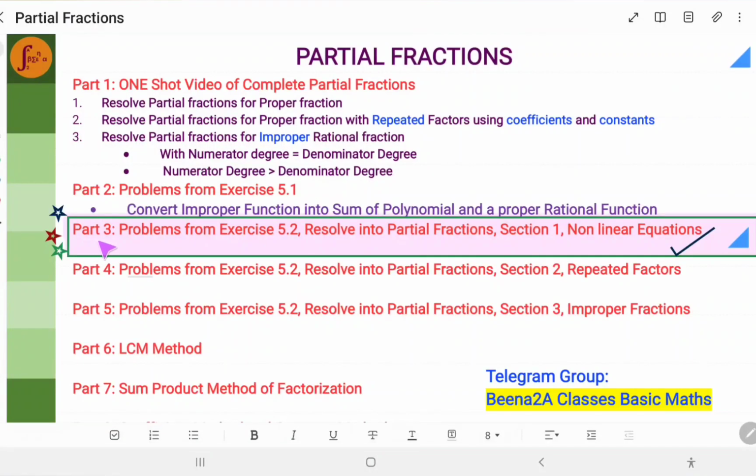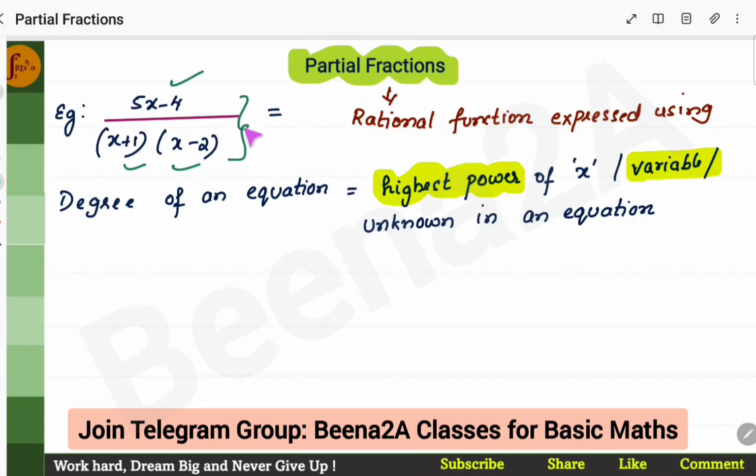Hi everyone. In this video, we'll go through problems related to partial fractions where you have certain non-linear equations. You have to convert them to linear equations before resolving into partial fractions. Now, if you observe this particular function, you have an equation in the numerator and an equation in the denominator. So this is a rational function.